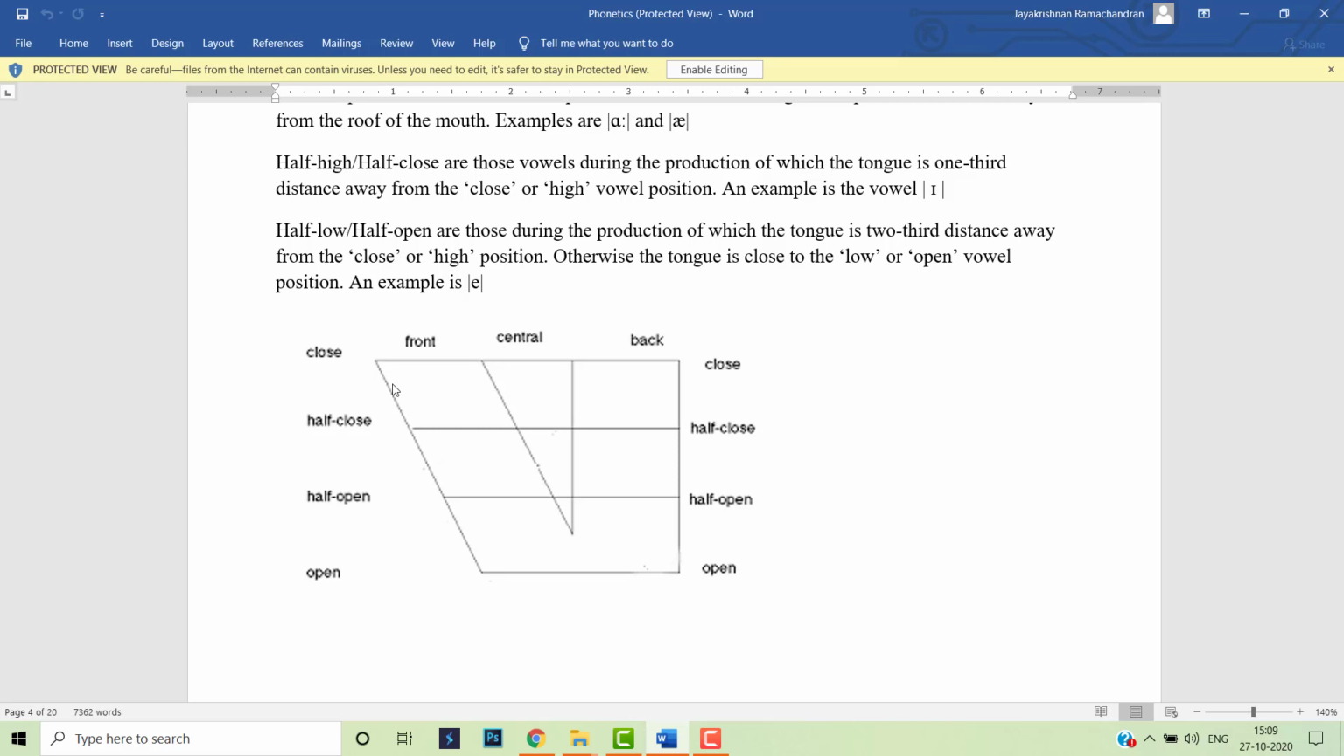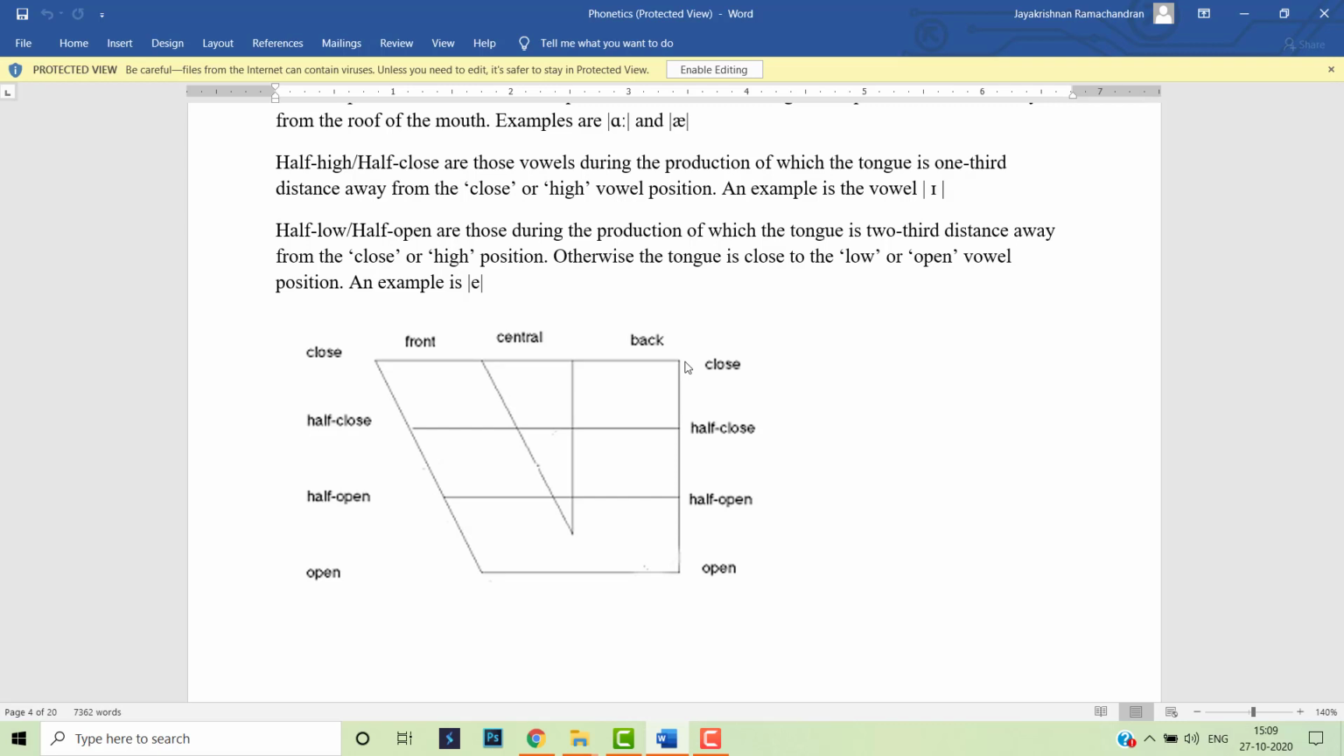Okay, so there will be a sound that is perfectly front, perfectly close. There will be a vowel sound that is perfectly front, perfectly half close. There will be a vowel sound that is perfectly front and perfectly half open, and here will be a vowel which is perfectly front, perfectly open. Here perfectly back, perfectly open, perfectly back, perfectly half open, perfectly back, perfectly half close, and here there will be a vowel sound which is perfectly back, perfectly close.